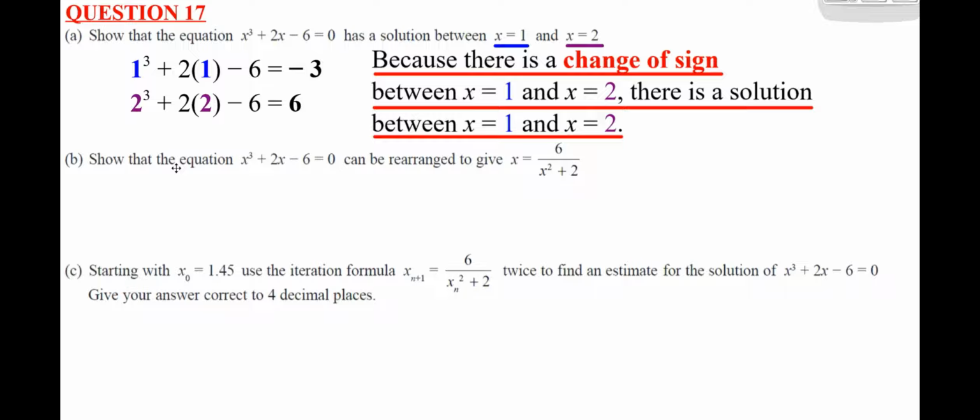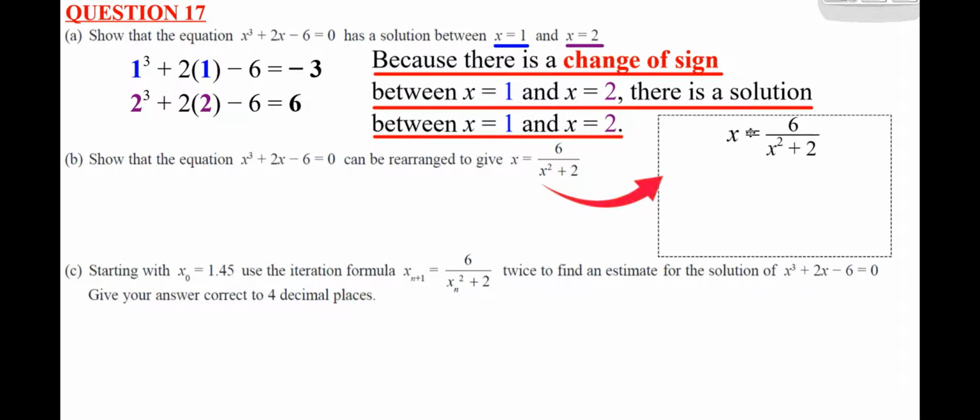Part B, again, is a fairly standard type of question for this sort of problem. We need to show that this cubic can be arranged into this equation. What I'd suggest doing first of all is to see if you can work backwards from this to end up with the initial equation. Then you'll see how you got from this to the one you want to prove. So start and sort of work in reverse.